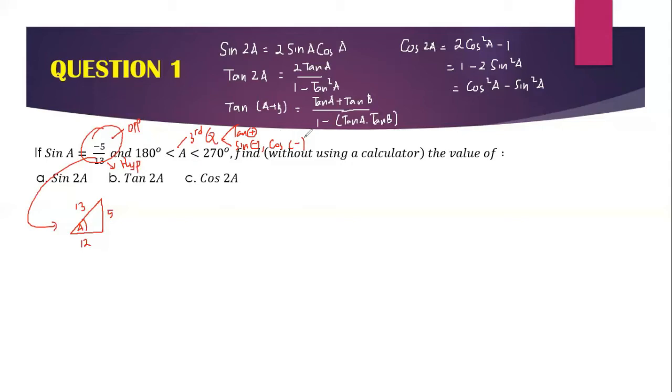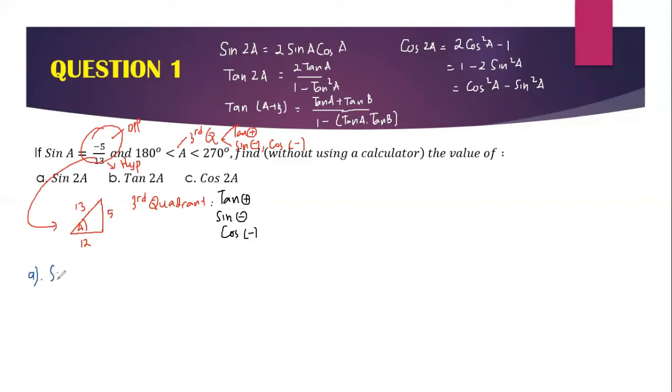Once again, I want to write here. The third quadrant means tangent positive, sine negative, and cosine negative too. Is it clear, everyone? Okay, this is the meaning of 180 degrees to 270 degrees, right? Okay, now we go to the solution.